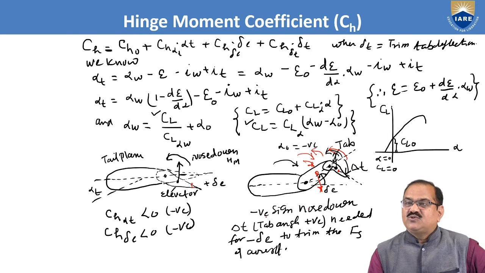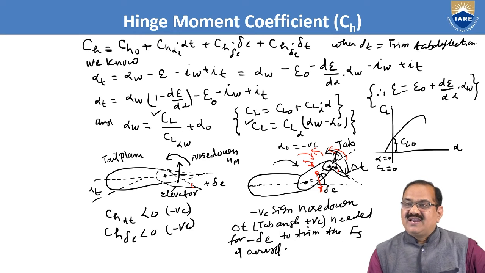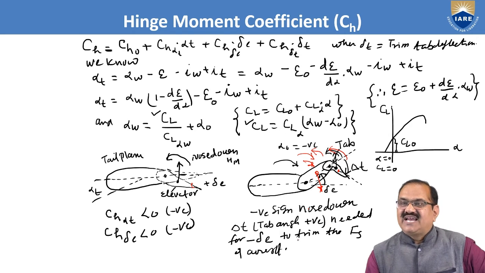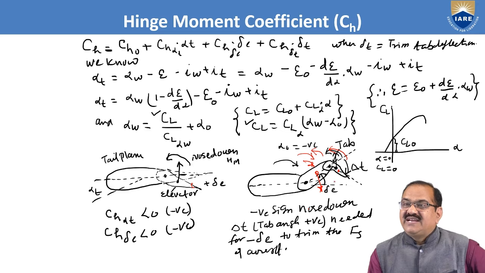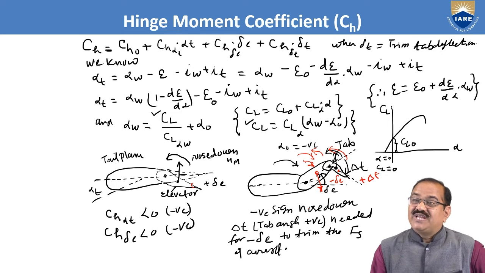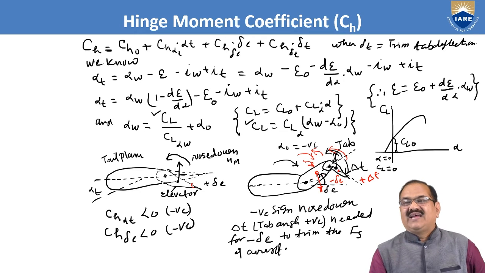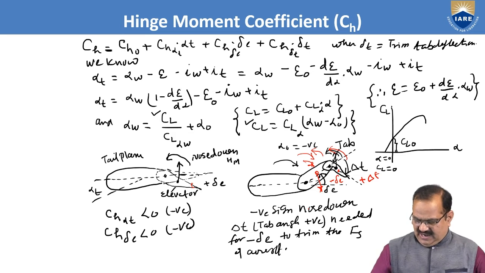So a negative sign means nose down. A positive tab angle delta T is needed for a minus delta E to trim the Fs. So here it is a minus delta E, but here it is a plus delta T. Minus delta E means the elevator is going up. We need the tab to go down, meaning the tab should be positive. In this way, the moments are countered. I think it is clear now.